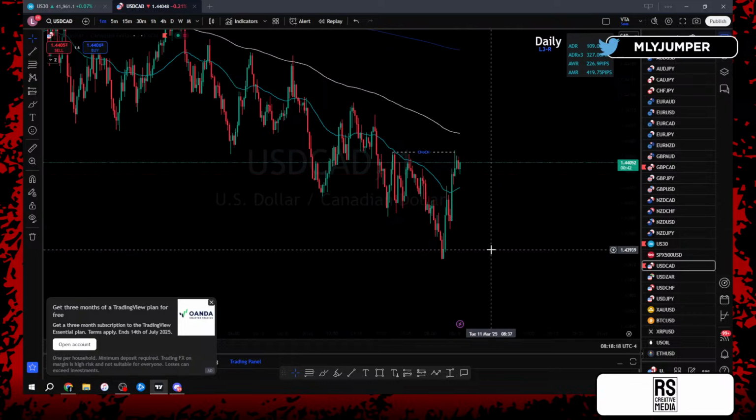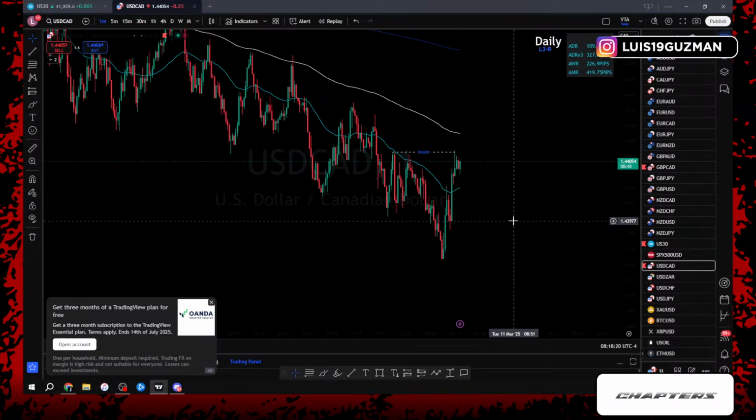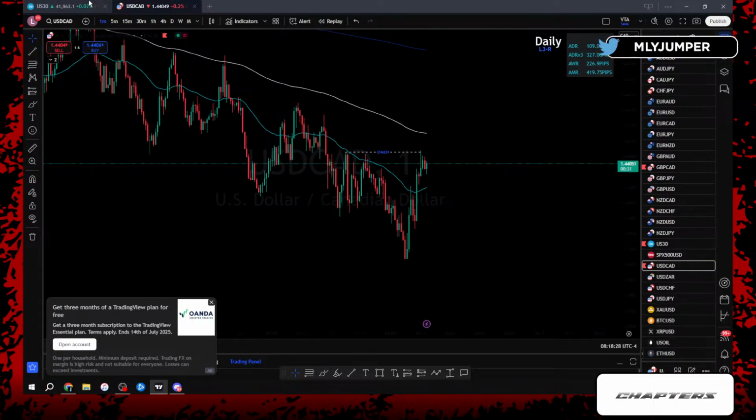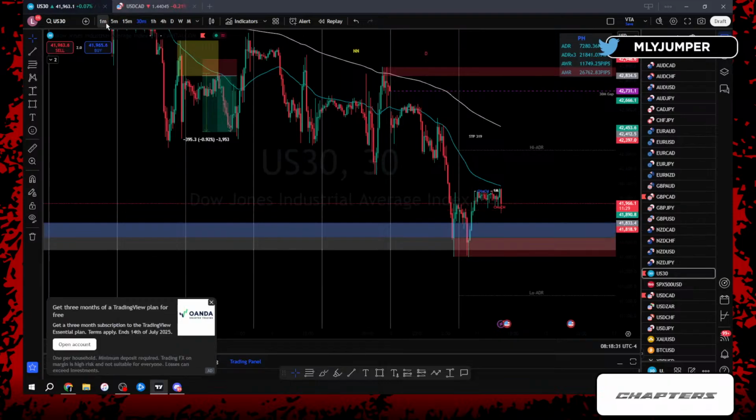This will be an aggressive trade with the wick as a change of character, but we'll see. If we could get a nice pullback here and then we'll get another break, then we'll start looking for entries here on the 1 minute on USD CAD. US 30, but right now, what time is it?